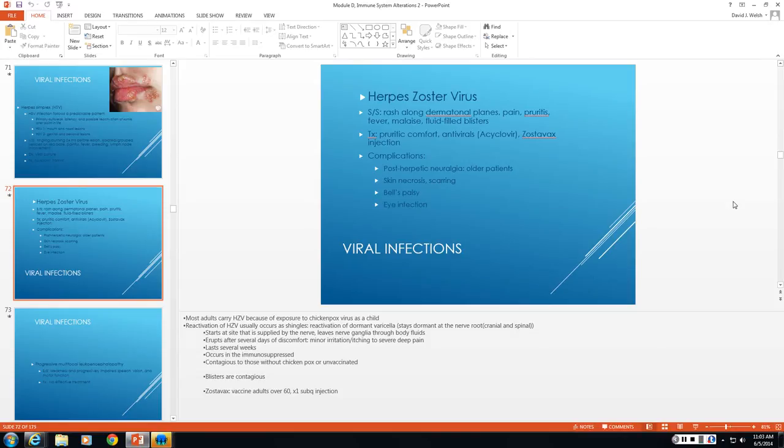Just an example, my father had the shingles come back up, had the HZV come back in his later life. He ended up with shingles and nerve damage. He was on Neurontin, his whole left side. You couldn't touch him there or he would scream in pain. It hurt so bad. So it is a very debilitating disease.